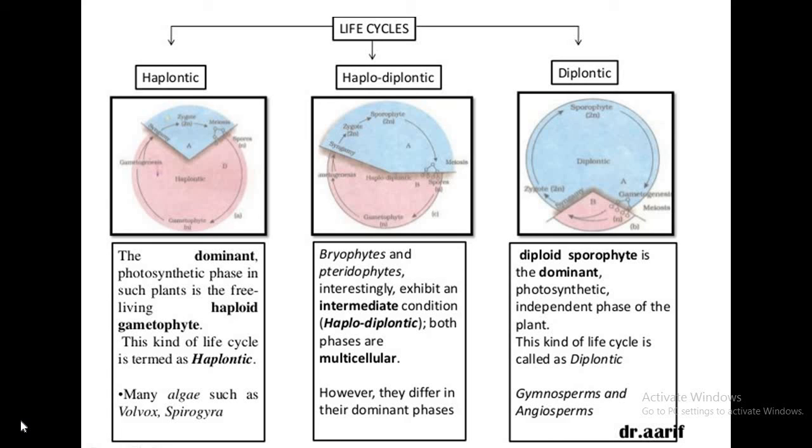In the first two diagrams, children, if you see, only one of the generations is evident. But here both the generations are marking their importance. They are showing that both of them are important. So these are actually the three types of life cycle, children, in the plant kingdom. And with this we finish this chapter also.